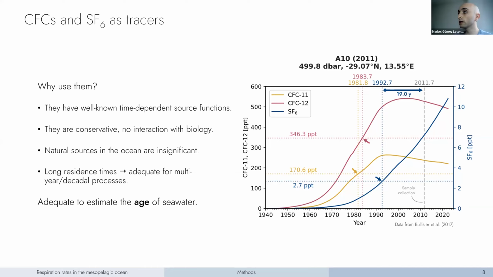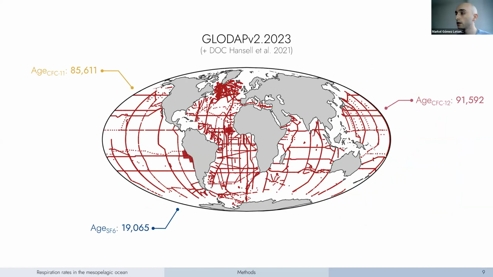So to have a global scope, we use the GLODAP dataset, which I'm sure most of you already know about. We basically filtered samples which had oxygen measurements and at least one of these tracer gases. We estimated the ages and then kept only those dates which had at least some reasonable uncertainty. After all this filtering, the samples that we kept are shown in this map. For the CFC samples, this meant keeping roughly 90,000 of them, and for the SF6, close to 20,000.